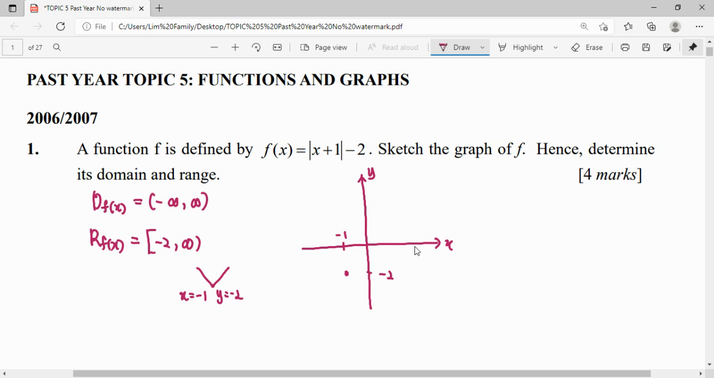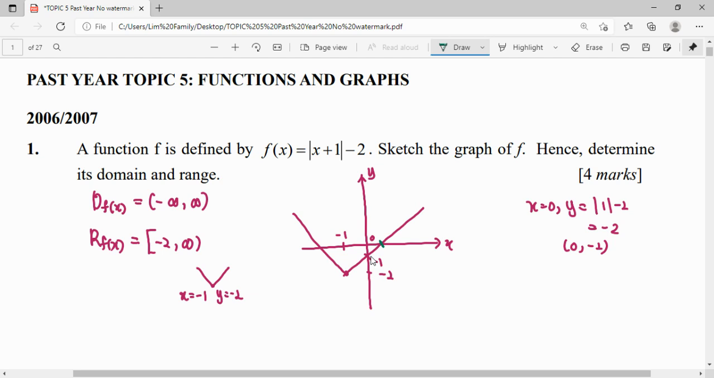So when we want to find our y-intercept, we need to calculate when x equals to 0, what is our y-coordinate. So it will be modulus 1 minus 2. So it will be minus 2. So this is our y-intercept. So it is below origin. So we don't overshoot that. So this is our V-shape graph. So the intersection here is negative 1. Label our intersection.